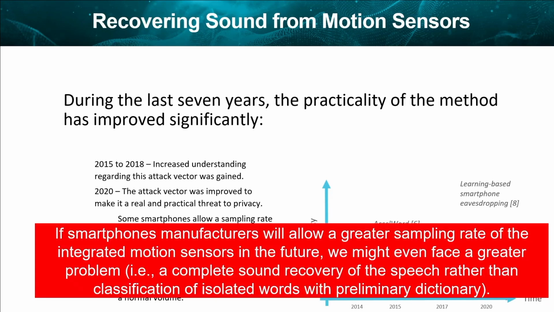Now, here is some bad news. If smartphone manufacturers allow a greater sampling rate of the integrated motion sensors in the future, we might face an even greater problem, which is a complete sound recovery of the speech, where the signal will be perceptible and understood by the human ear, rather than what these methods provide now, which is a classification of isolated words with a preliminary dictionary.